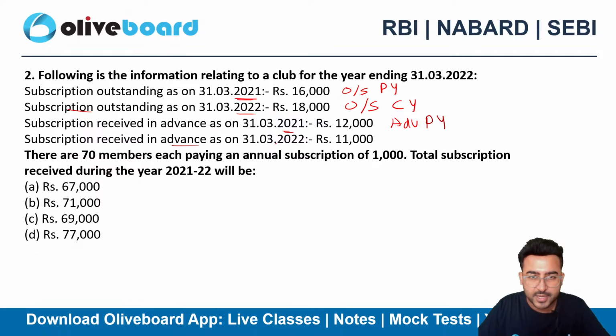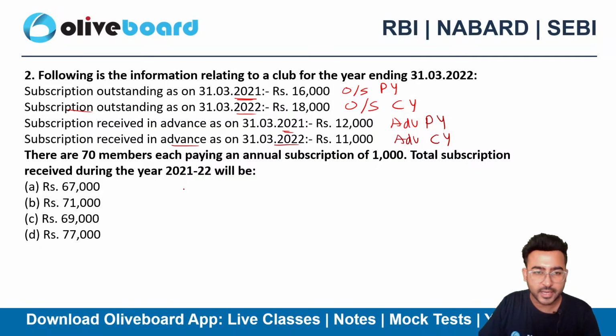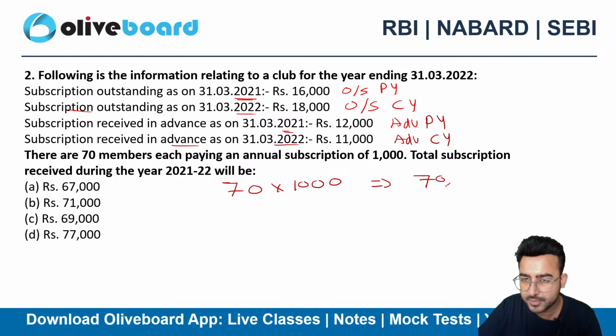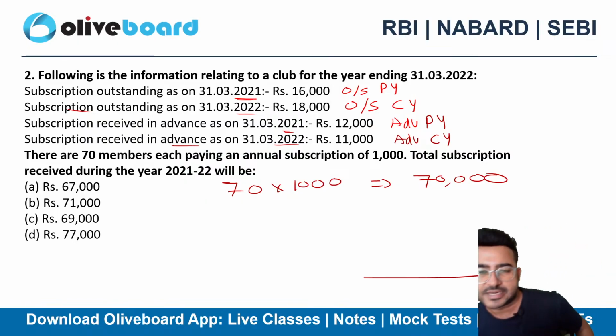Subscription received in advance in 2022. This is the advance that I have received in the current financial year. The income and expenditure amount: the income will be from 70 members. I will be receiving money from 70 members at 1000 rupees each, so 70,000 is my income. Now I need to arrive at how much amount I have received.